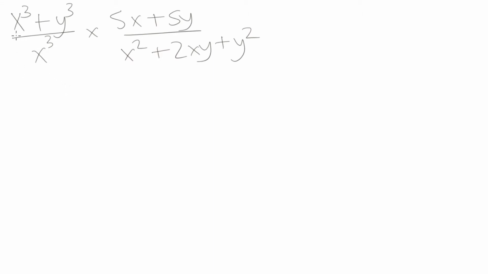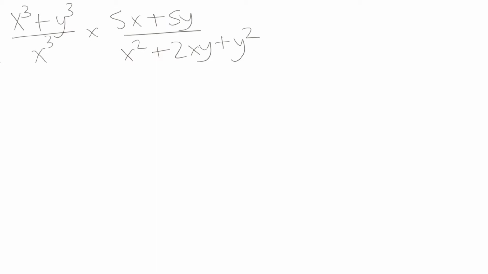oh, here's an x cubed and here's an x cubed. We can just cancel these out. But you absolutely cannot do that. And the reason that you cannot do that is because we don't have a multiplication sign here. We're actually adding these two together. And if this was written as x cubed multiplied by y cubed over x cubed, we could cancel those two out. But because we have a plus sign here, we cannot cancel these out.